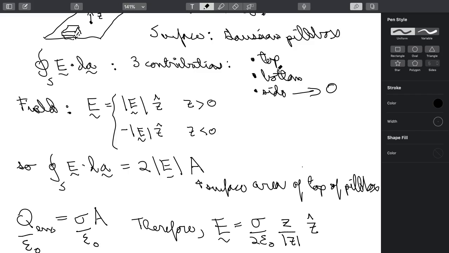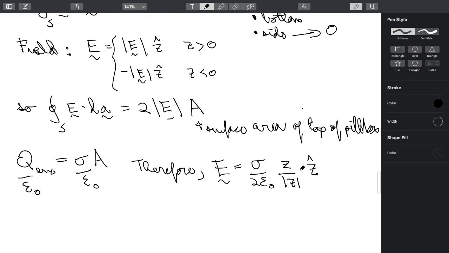Question? What's the difference between z and the absolute value of z? Here, z over the absolute value of z is just the sign of z. I could write this as just the sign of z.